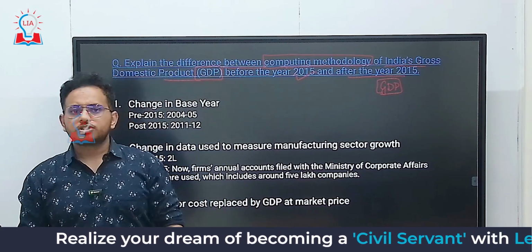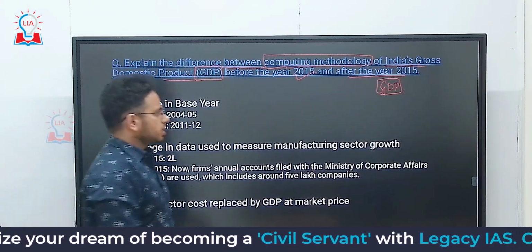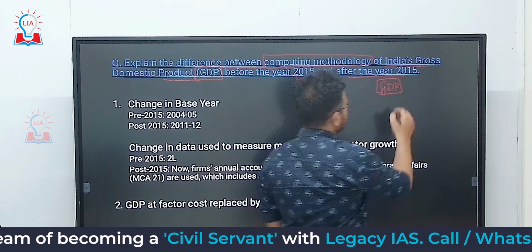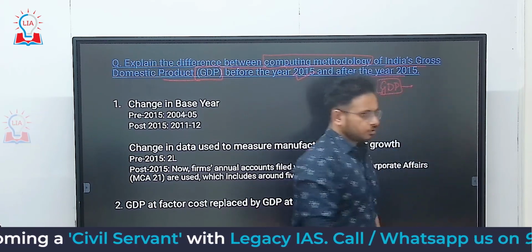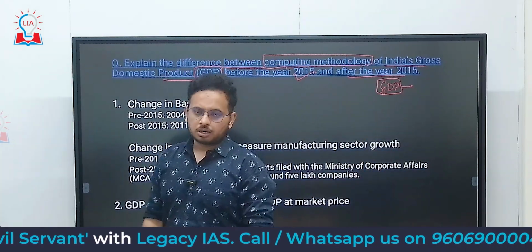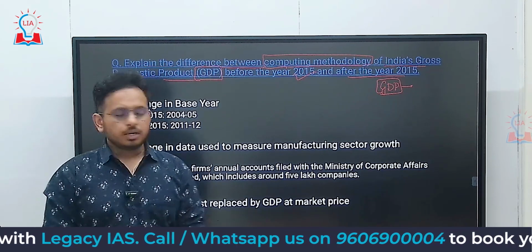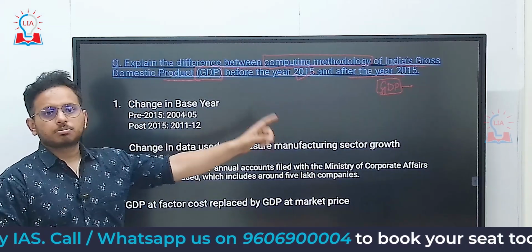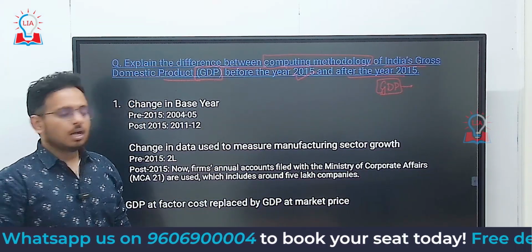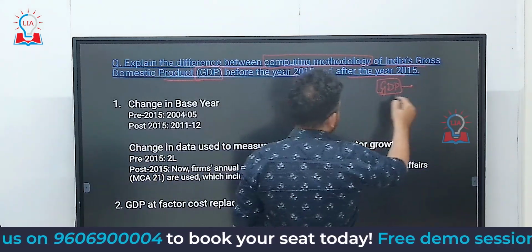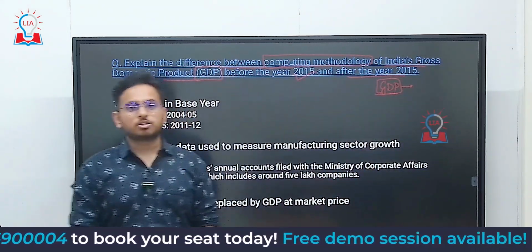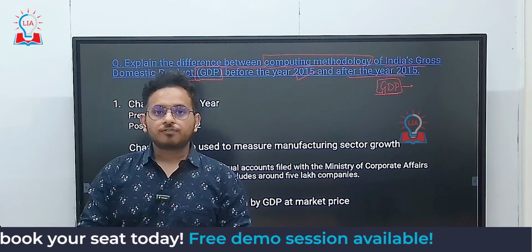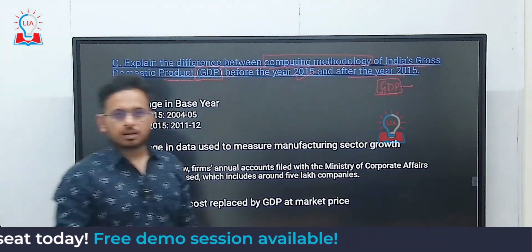Now you can ask, what is GDP? Gross domestic product. GDP is the total market value of all the goods and services produced in a particular country in one particular year. Now if we talk about GDP, before 2015 we had different methodologies of calculating GDP. After 2015 we have a different methodology of calculating GDP.